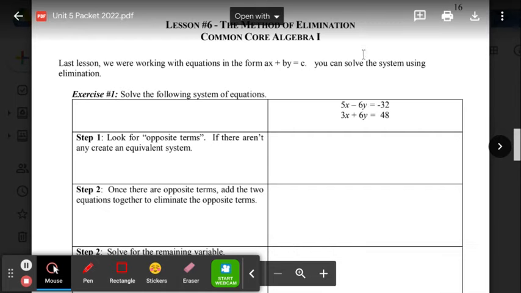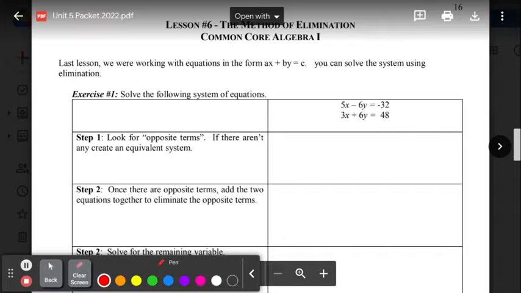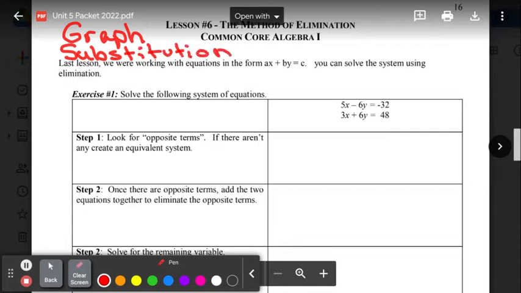Welcome back. Today we're working on solving systems using elimination. Before we get started on this, let's just go over quickly the other ways that we use to solve systems. Remember, a system is two equations and two variables. So we can graph. That's probably the quickest way. We can use substitution. And you use substitution when you have like a y equals something and a y equals something, okay?